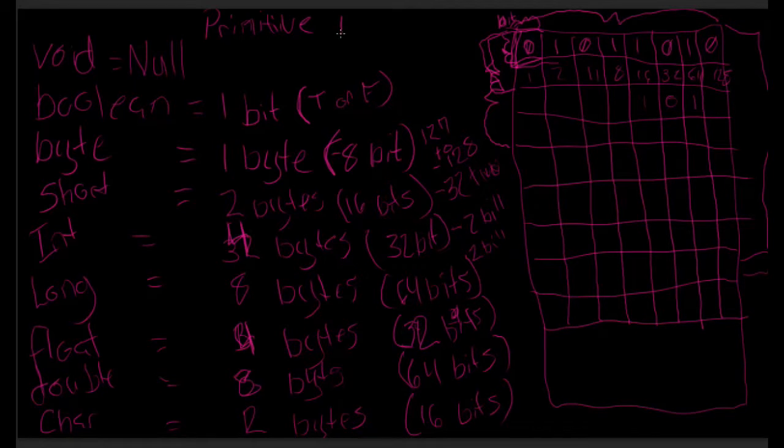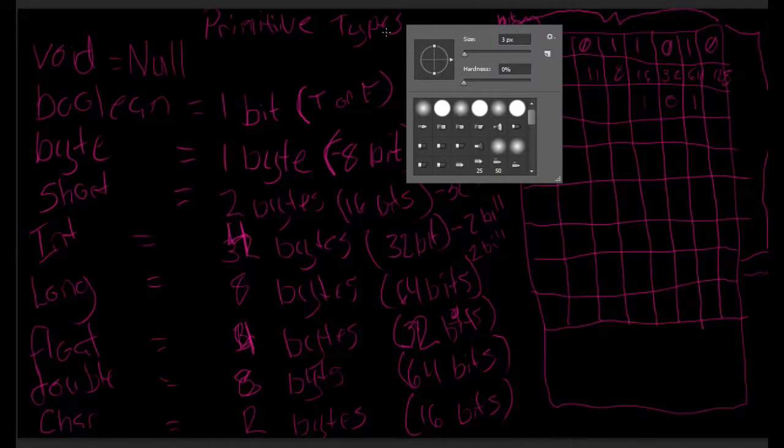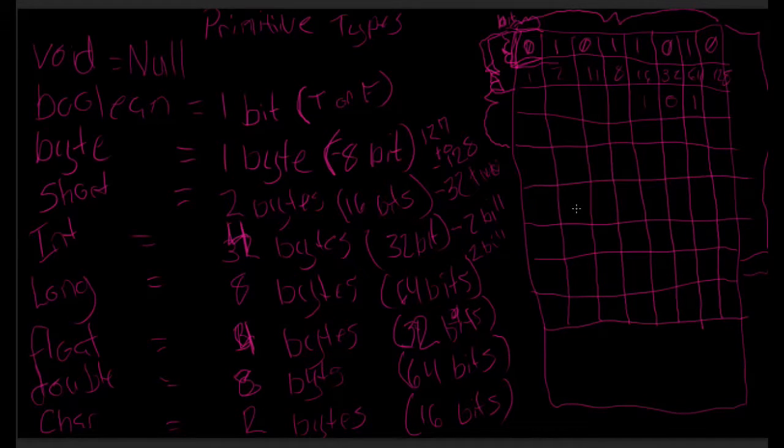Primitive types. These are our primitive types right there. Hopefully you kind of understood that. If not, this will be drilled into your head by the time we're done, so you don't have to memorize it.